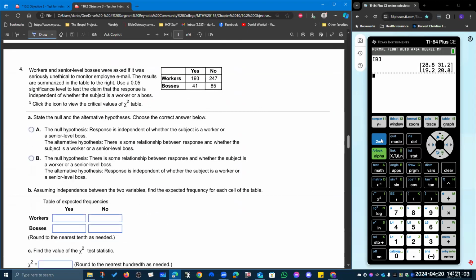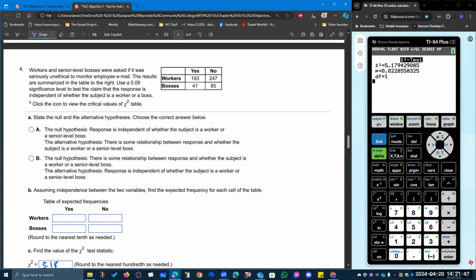Right, let's go back into our matrix menu, and we're going to edit, and we're going to put this data in now. 193, 247, 41, 85. And then we're going to stat tests. We'll run a chi-squared test again, calculate, and we get that chi-squared, rounded to the nearest hundredth, is 5.18.